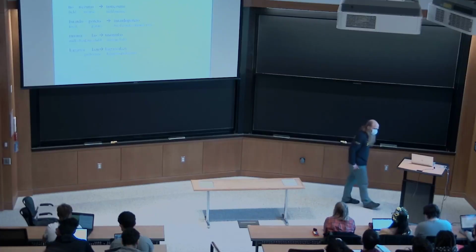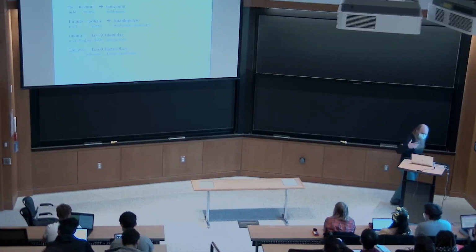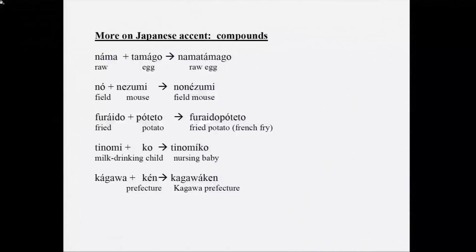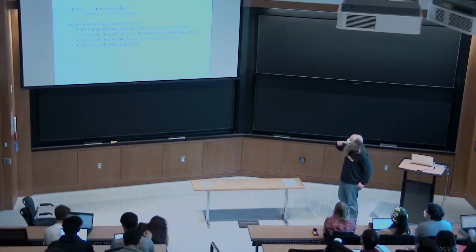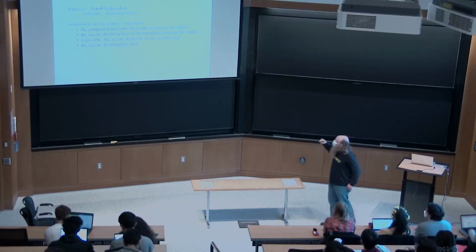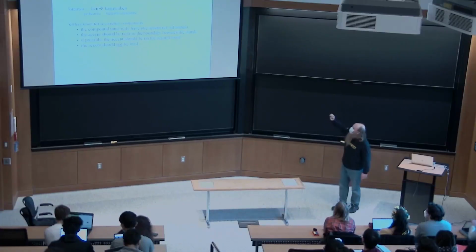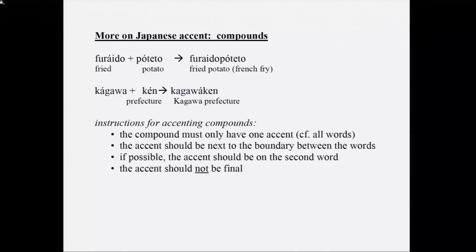What we said was, there is a set of rules for where accent goes in these compounds. And the rules go something like this. There's only going to be one accent. It needs to be next to the boundary between the words. And if possible, it should be on the second word. That is, it should be after the boundary between the words. But you don't do that if that would result in the accent being on the last syllable. So the general pattern is the one you're getting in French fry up there, fried potato, where you get accent at the beginning of the second half of the compound, potato.